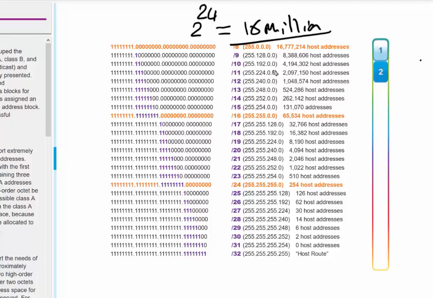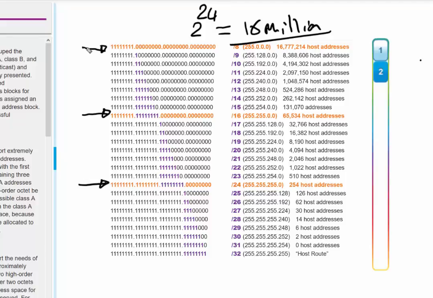So class A talks about the range of IP addresses that has a /8 subnet prefix, class B talks about /16, and class C talks about a range of IP addresses that use /24. So at the beginning, the internet started with 3 classes: class A, class B, class C, and there's class D as well for multicast, which is not mentioned here.